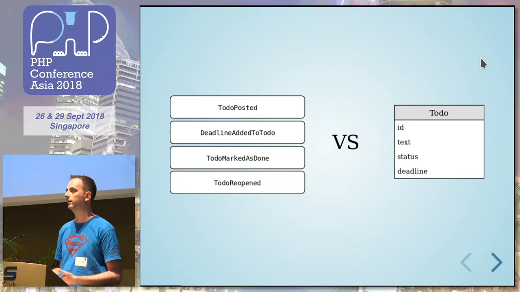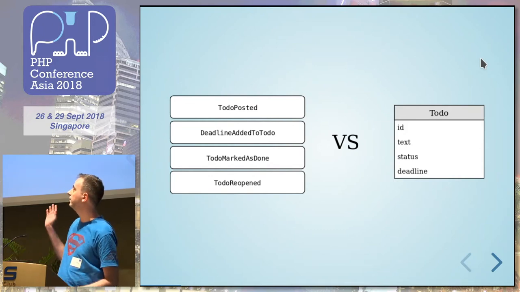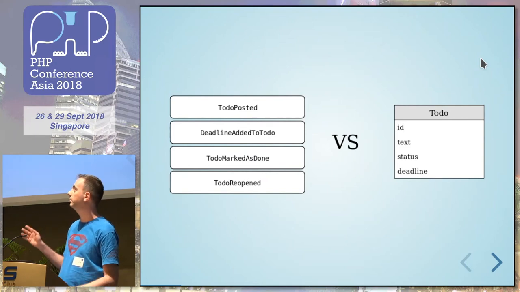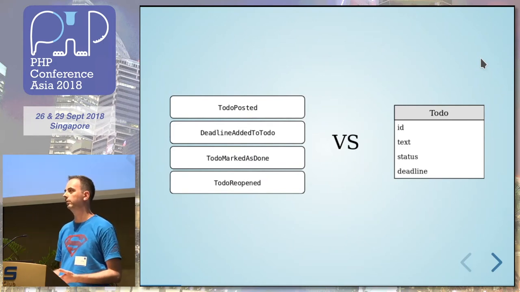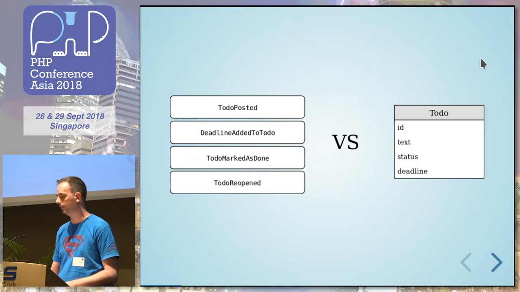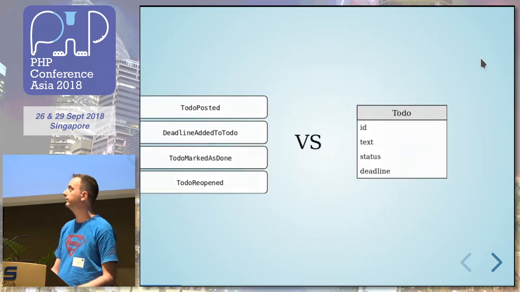So these events are immutable. You don't change them. You don't delete them. And you have a complete history of everything that has ever happened in your system. Whereas if you're doing a more CRUD-ish application, you overwrite your state and you lose your previous state. So that's the main difference.